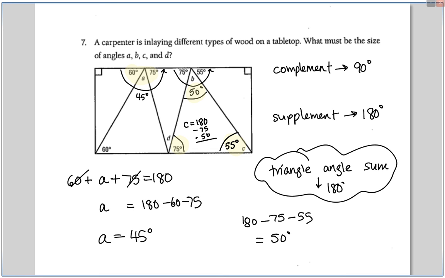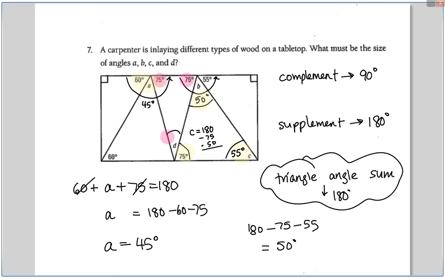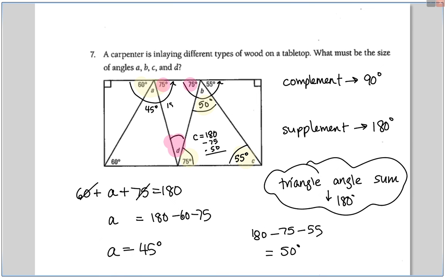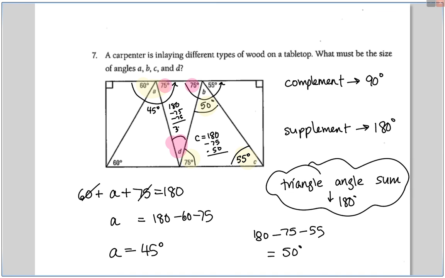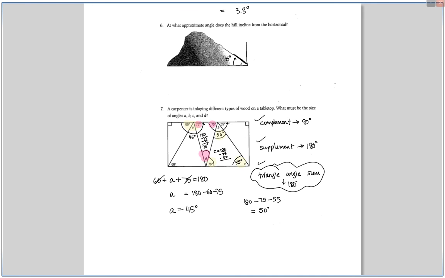Now all I need is D. D right here. So again, I will use the fact that all 3 angles in a triangle add up to 180. So starting at 180, subtract 75, and you will solve for D. And that will equal 30. So D is 30 degrees. And make sure you know complement, supplement, and the triangle angle sum. And this section should go okay.